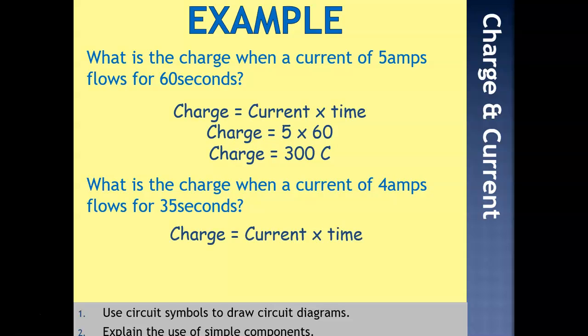Okay, we use the same equation. Charge is current times time. Current in this case is 4, and time is 35 seconds. So 4 times 35 gives us 140 coulombs. Make sure you put your unit at the end of that.